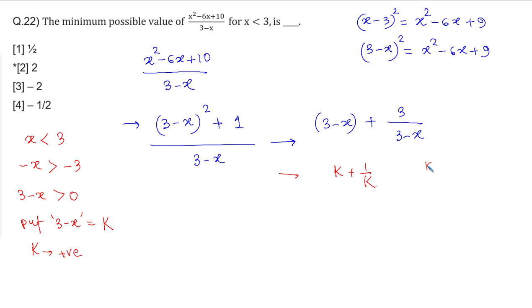And we know that k is always a positive number, and the minimum value of k plus 1 by k is always equal to 2, at k equal to 1. The minimum value of this expression is 2. So which option are we going to mark? Second option.